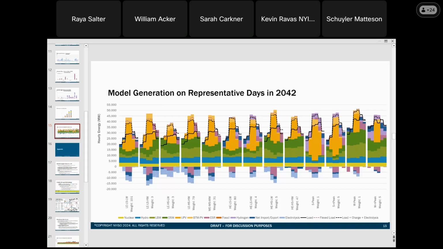Radha Surya from Invenergy representing GIPNI. I have a couple of questions. Sorry for my ignorance for asking these questions, but what is the weight you're representing here? And it varies in different ways across the graph. What is that weight?